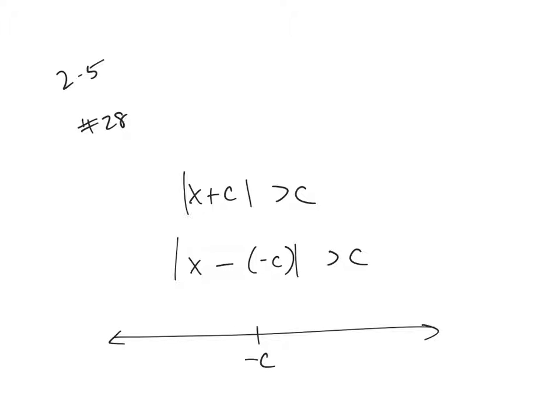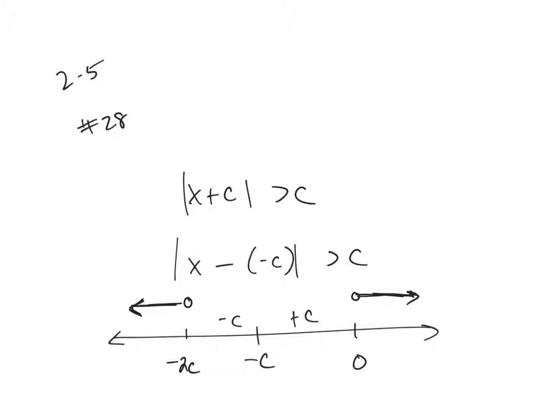Here's the thing, though. If I'm at negative c and I deviate by c, what does it bring me to? Negative c plus c, which is 0. Remember, deviate means add whatever the deviation is. So add c to negative c, that'll get you to 0. Subtract c from negative c, that'll bring you to negative 2c. Open circle, open circle. It's a greater than statement. Shade outward, shade outward.